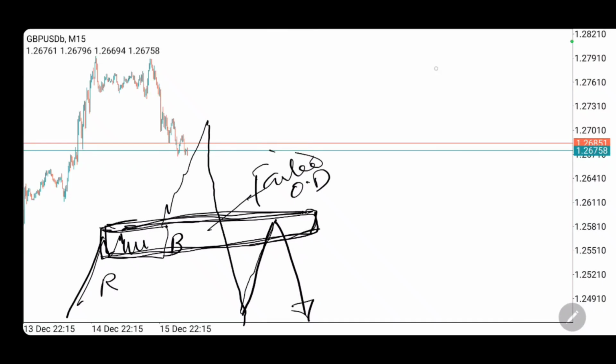So now this is for the bearish scenario. For a bullish scenario, you have price coming down, rallying down, creating a base, and selling further.